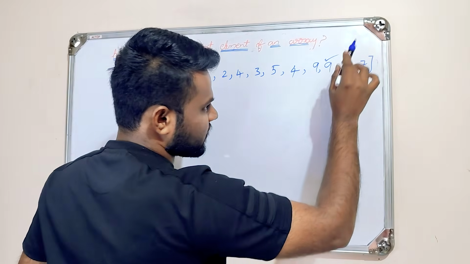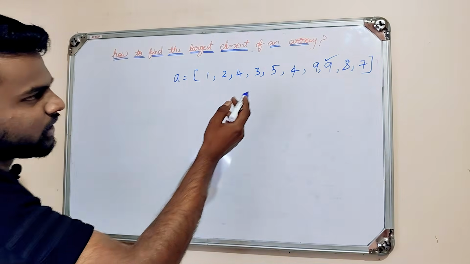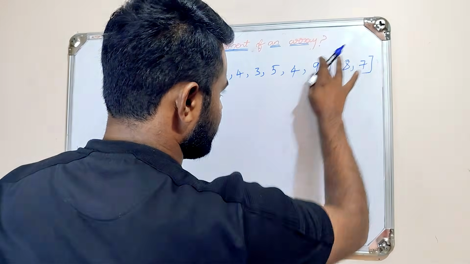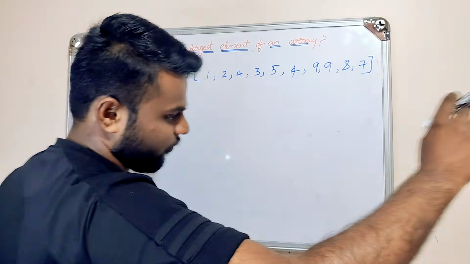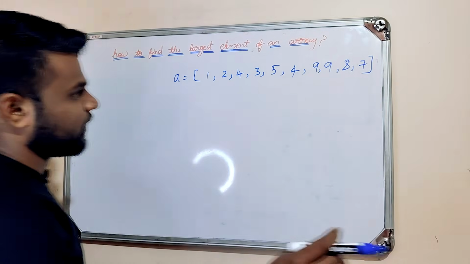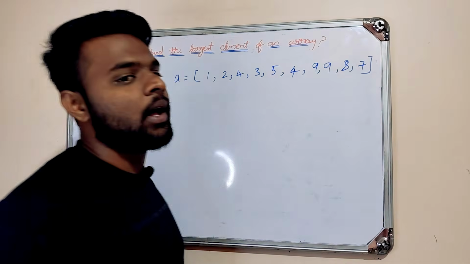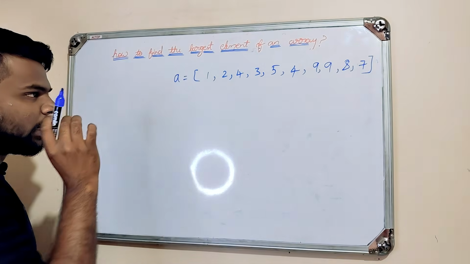Which is the biggest number here? By looking at it, you can easily find it, right? But if the number of elements is very large, then at that time it is very difficult to find the largest number by looking at the array.